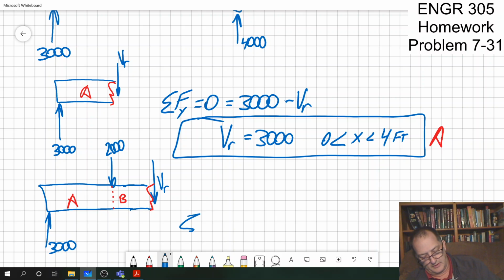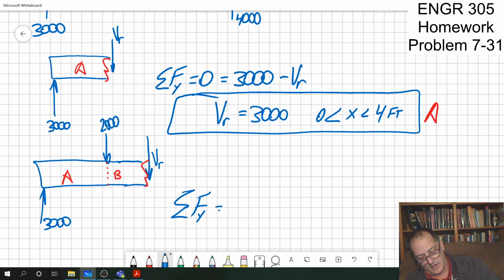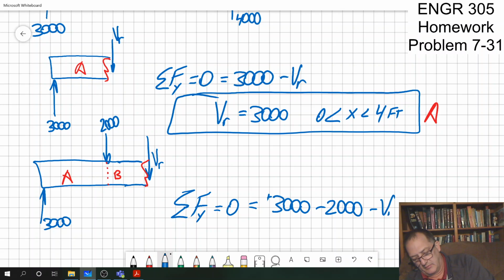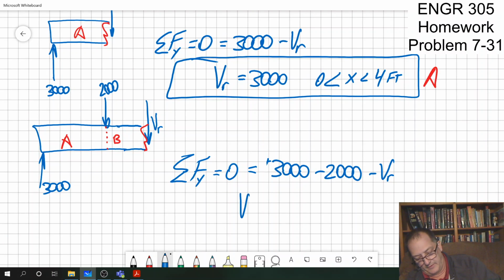So the sum of the forces in the y direction are equal to 0, are equal to plus 3,000 minus 2,000 minus the reaction force. VR is equal to, well, it's 1,000. VR is equal to 1,000.